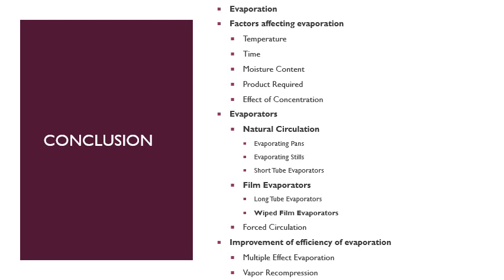solvent into the evaporation. In the evaporating stills, there was a cover present on the evaporating pan, and that cover was connected to a condenser which was condensing the vapors produced through the pan. It was again heated through the steam jackets.